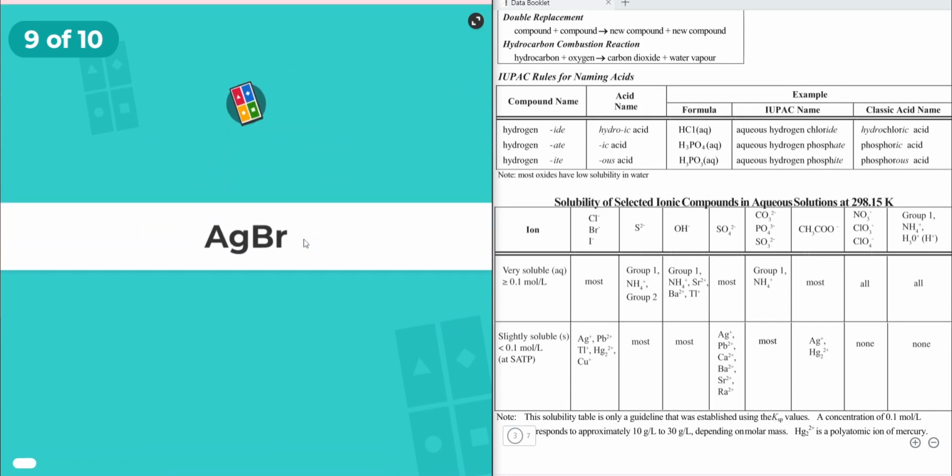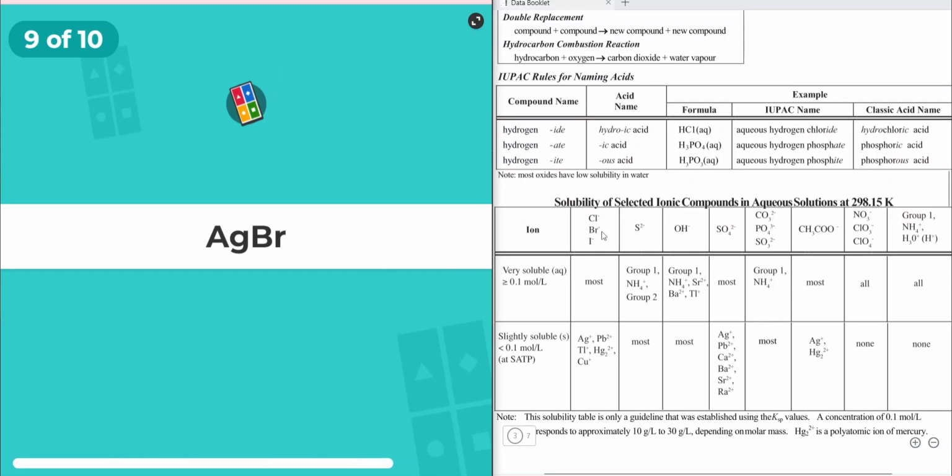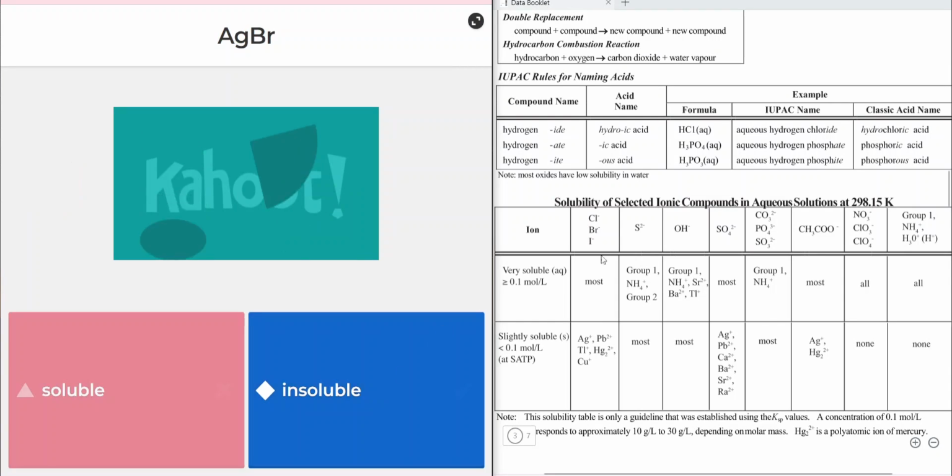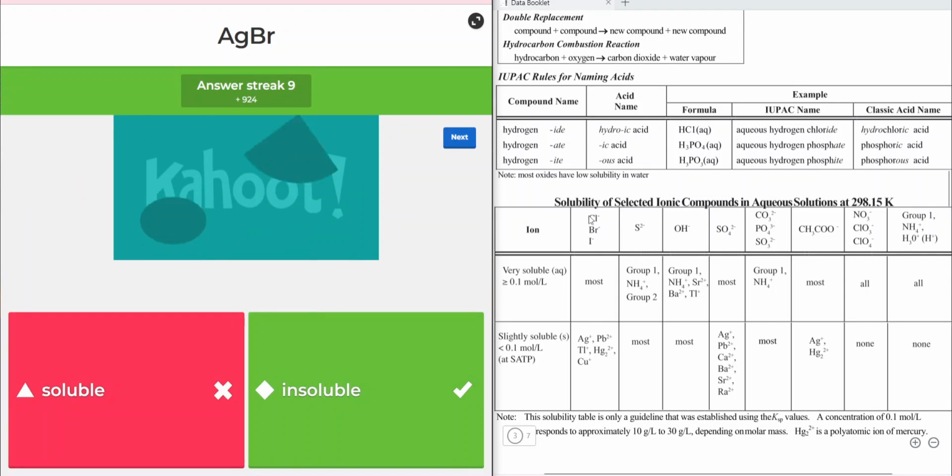All right, and second to last question, we have bromium and silver. So bromium and silver, so it's insoluble. So you just have to find bromium first, and then go down and find silver. If it's not down here, then it would be in the most category.